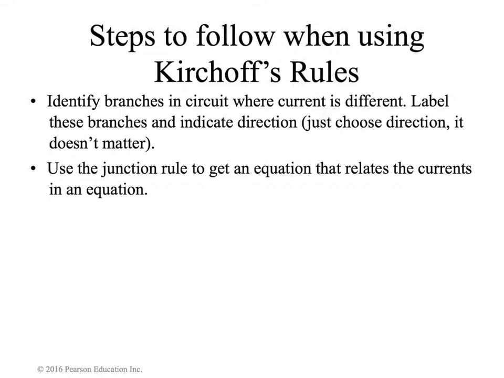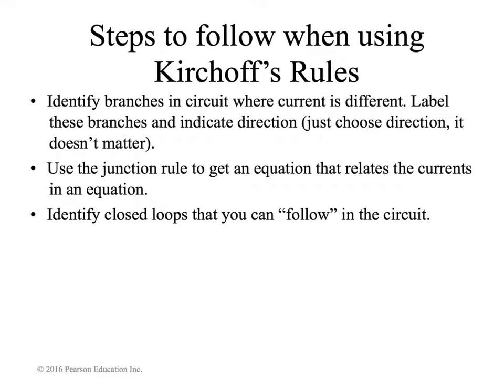The next thing that we want to do, once we've done that, is use the junction rule to get an equation that relates the currents. That's where you look at a point and write something like I1 plus I2 equals I3. So that'll give you one equation.